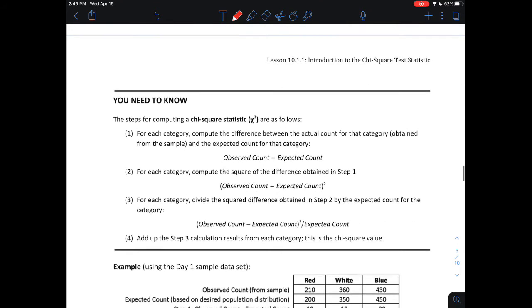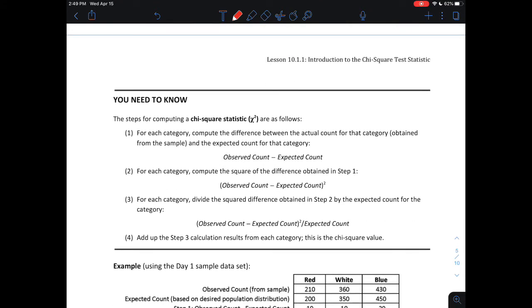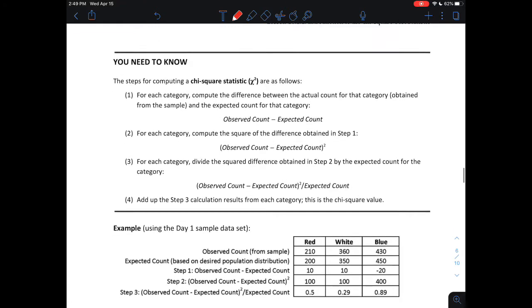So you need to know the steps for computing a chi-square statistic. They are as follows. Number 1, for each category, compute the difference between the actual count for that category obtained from the sample and the expected count for that category. Number 2, for each category, compute the square of the difference obtained in step 1.